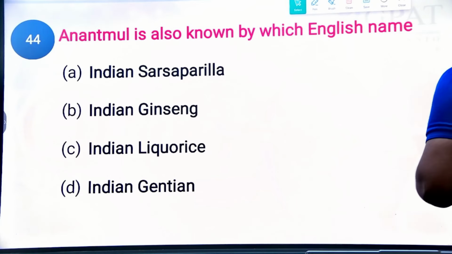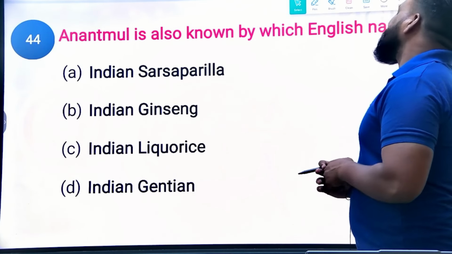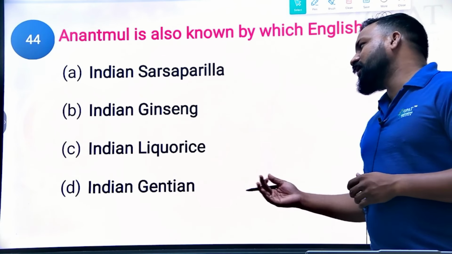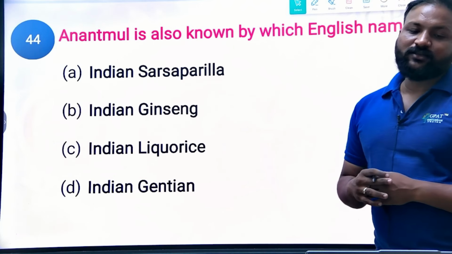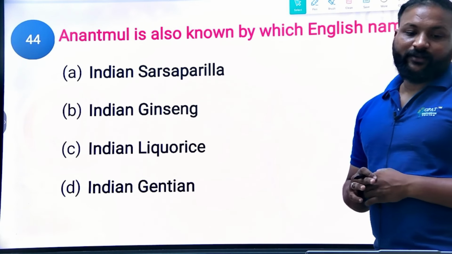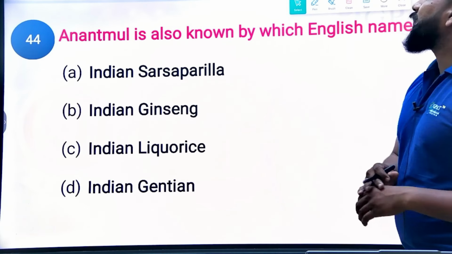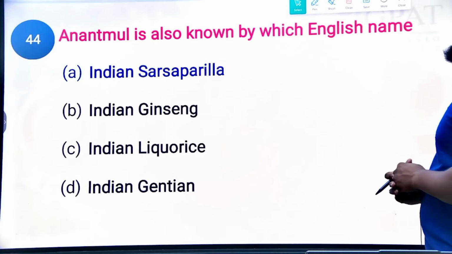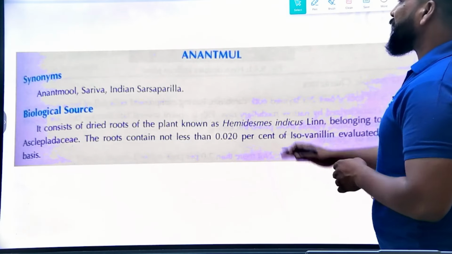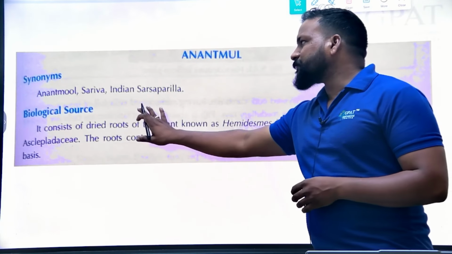Next question. Anantamul is also known by which English name? Indian sarsaparilla, Indian ginseng, Indian licorice, or Indian gentian. So what's the right answer? Ashwagandha is known as Indian ginseng, we know already. The right answer will be Indian sarsaparilla. Anantamul is known as Indian sarsaparilla or Sariba.